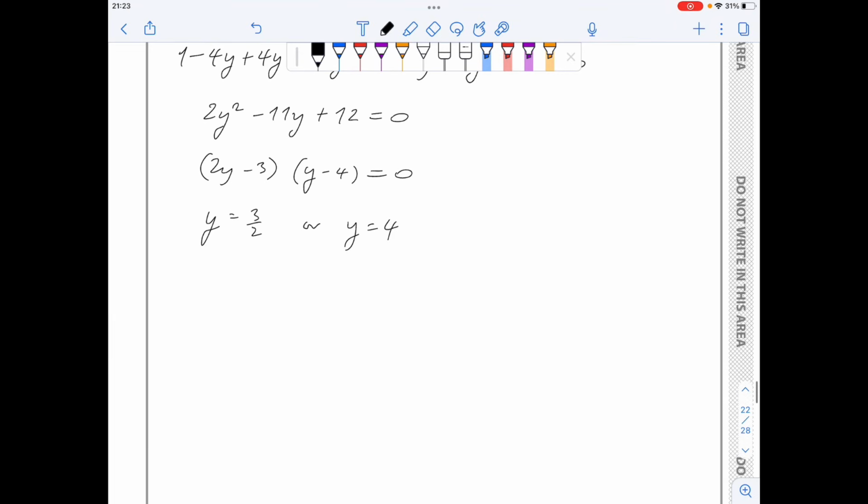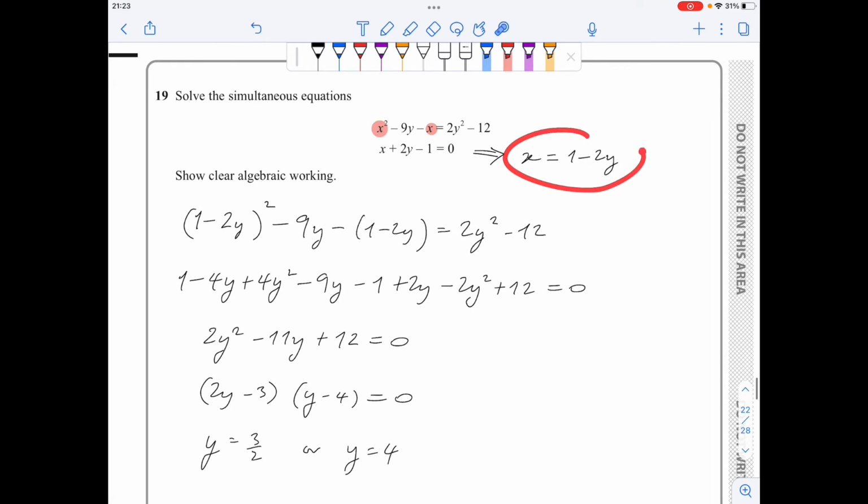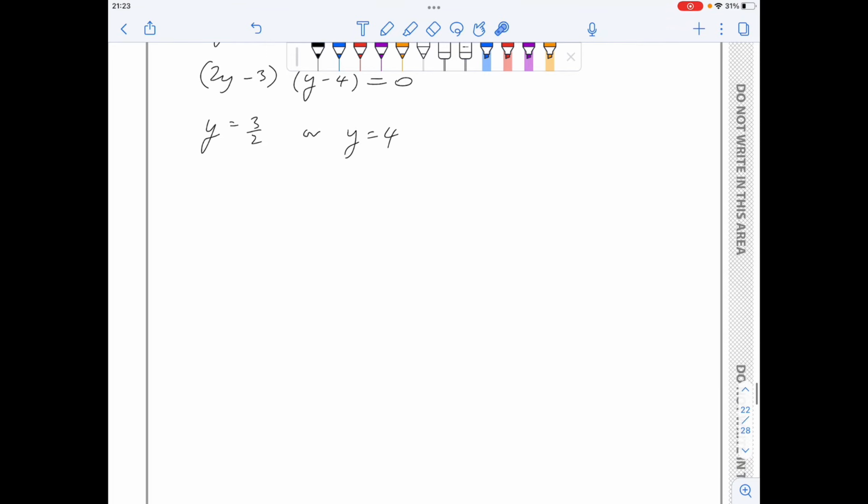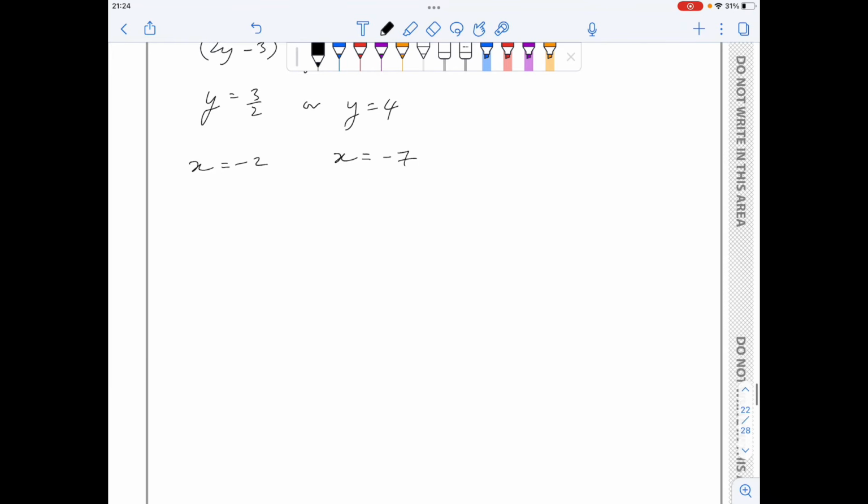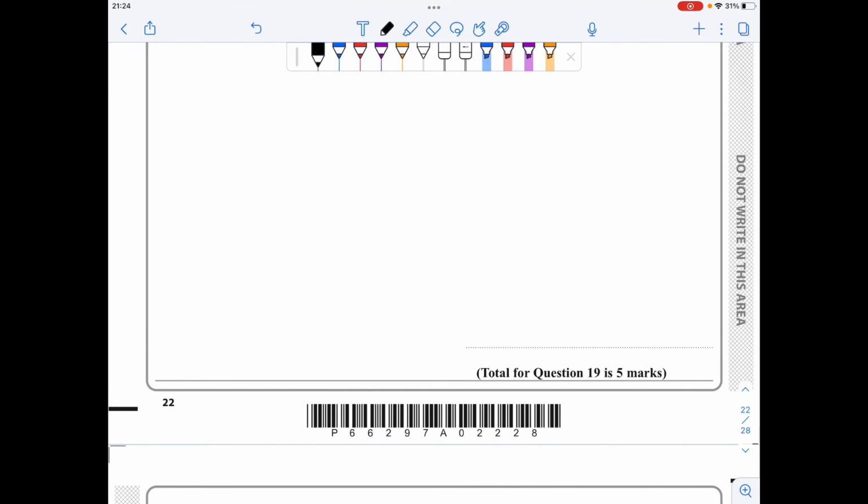Each of those y values will give me an x value. I'll substitute these into this equation. So x is equal to minus 2 from the first one. x is equal to minus 7 from the second. So these are my final answers. So let's write these down.